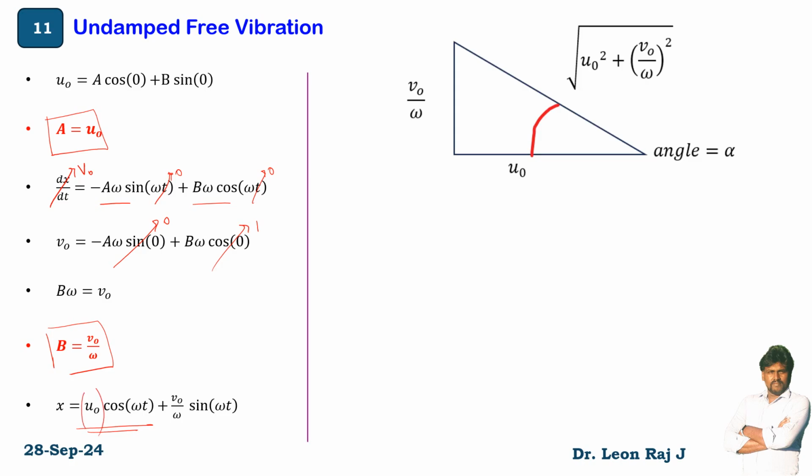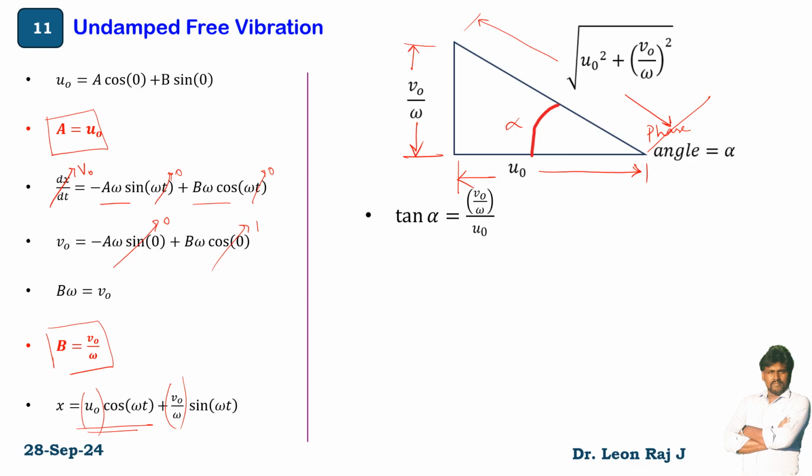Next, using simple mathematical formulas, you have to convert this into a simplified form, or you have to find the phase angle. So the phase angle is alpha. So this is alpha angle, and the horizontal distance is u0, and the vertical distance is v0 by omega. Your hypotenuse distance is square root of u0 square plus v0 by omega whole square. So tan alpha equal to opposite side by adjacent side. This is your opposite side. So this is your adjacent side.